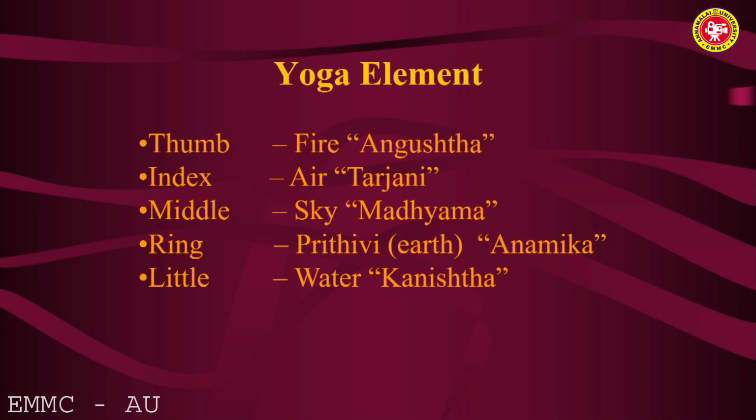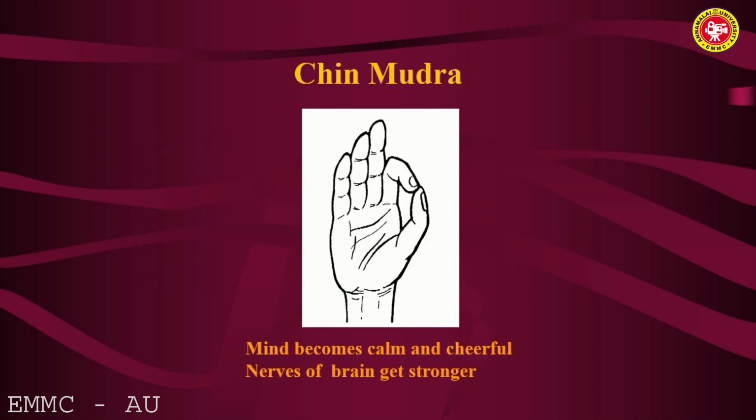If you adopt chin mudra, what happens? The index finger touches the thumb. Automatically, joining the 2 fingers balances the element level. This is chin mudra. By adopting this pose, the mind becomes calm and cheerful, and the nerves of the brain get stronger. Due to stress and tension, we invite diabetes mellitus, and high blood pressure, hypertension and all. So we have to adopt this mudra and concentrate on our breathing in and out. Automatically your mind will become calm and cheerful.